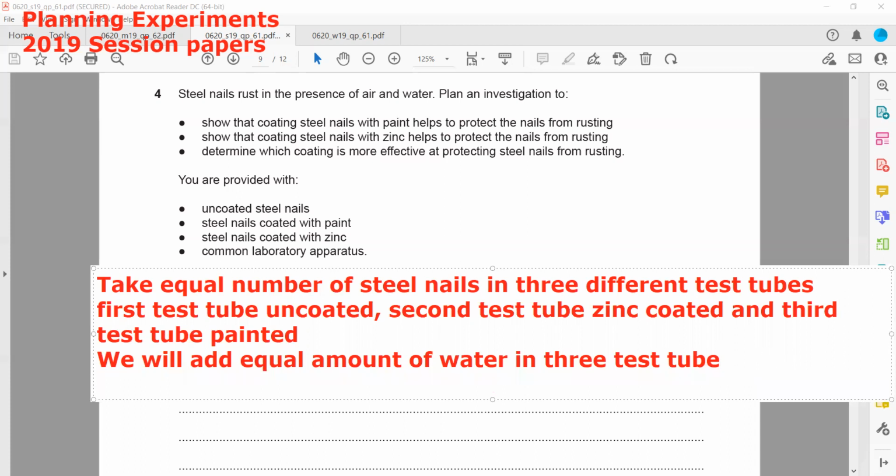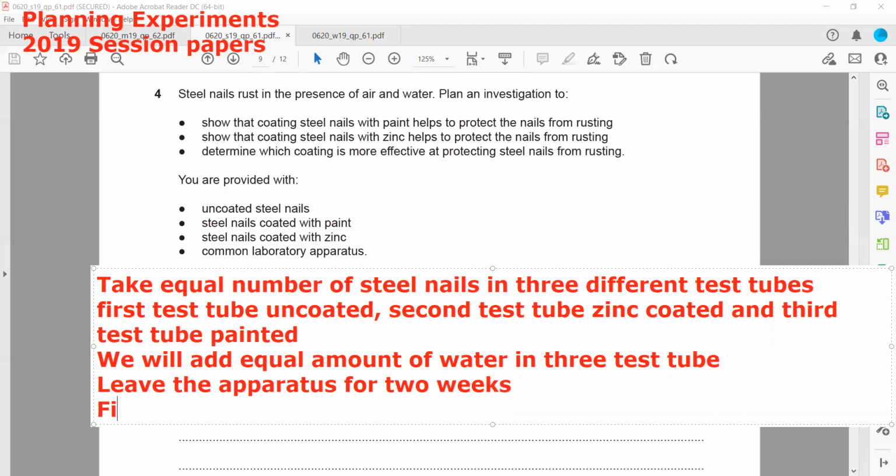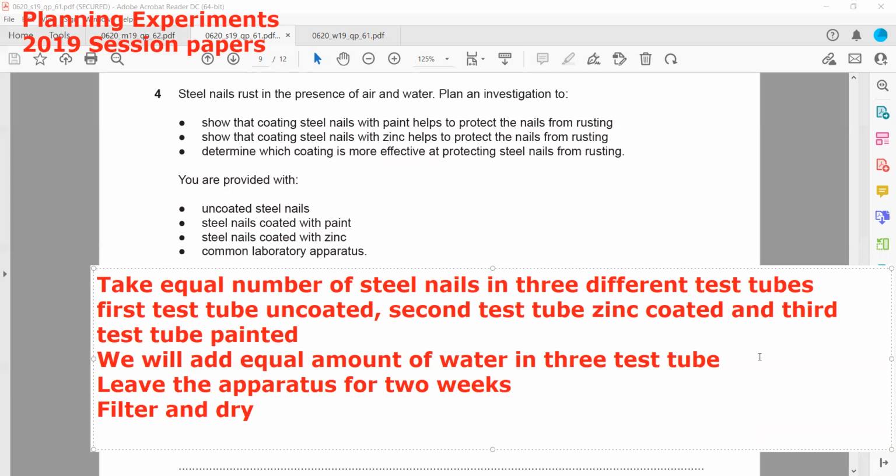After that, we will leave the apparatus for 2 weeks because rusting is a slow process. After leaving it for 2 weeks, we will filter and dry. Because we want the rust layer to be removed if any rust is there, we can also scratch it using a sandpaper. So filter and dry and reweigh again.